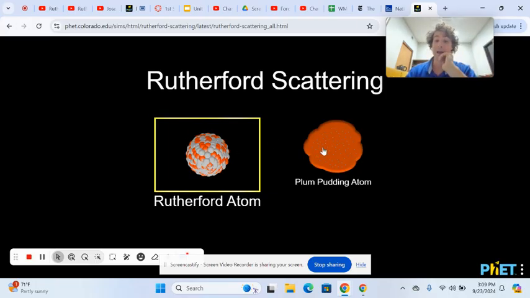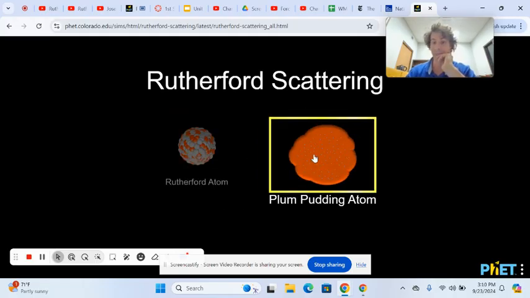Here's the point, though. I have my two atom models, the plum pudding and the Rutherford model. The plum pudding is what they thought atoms were like when Rutherford started the experiment, basically just a blob with electrons. Well, they didn't know they're electrons. Negatives and positives, interspaced.